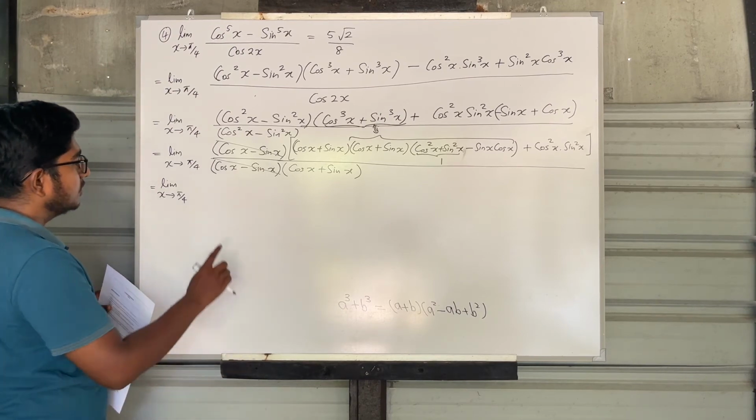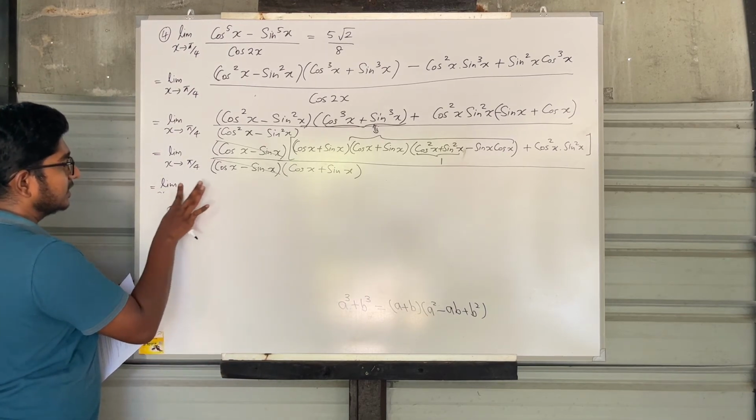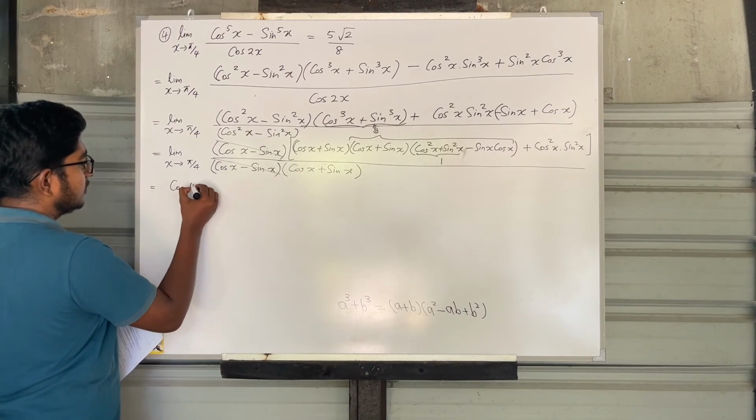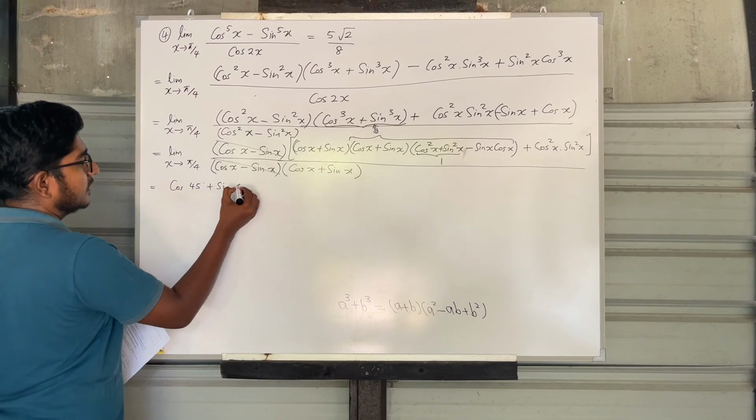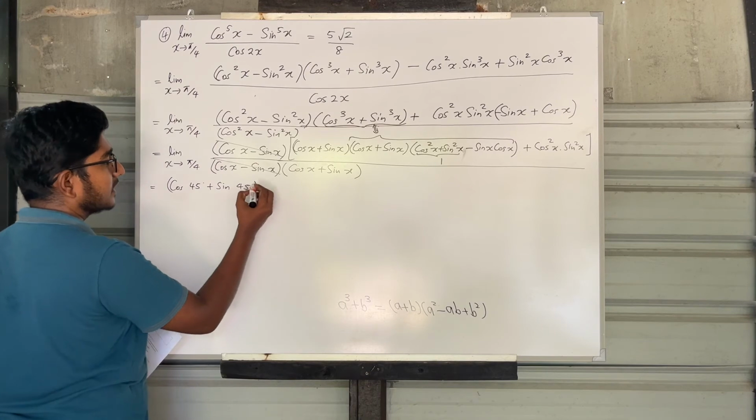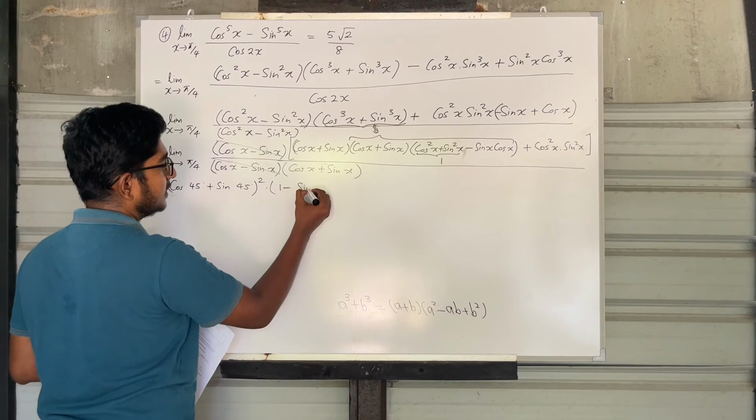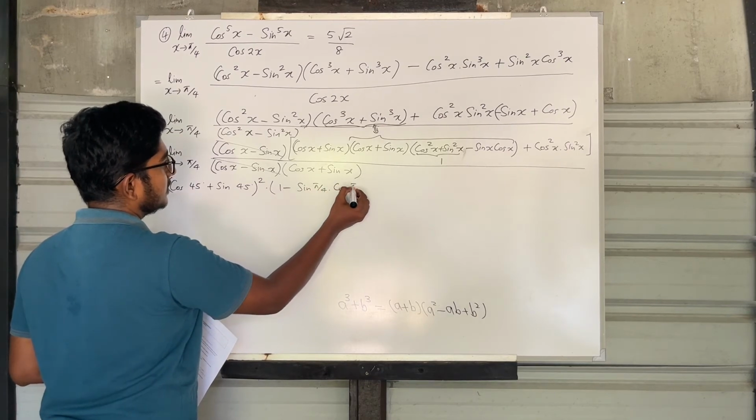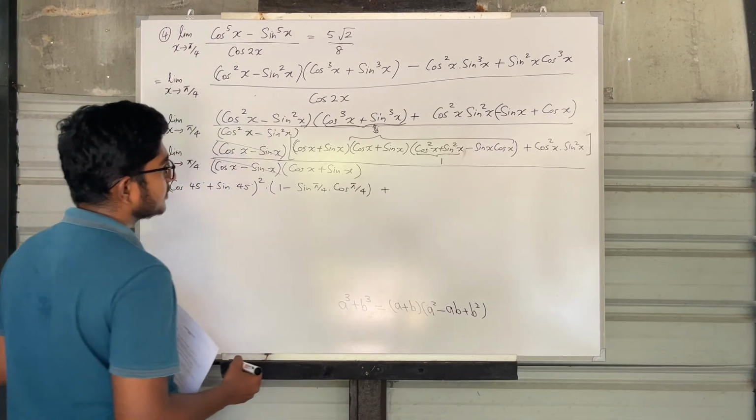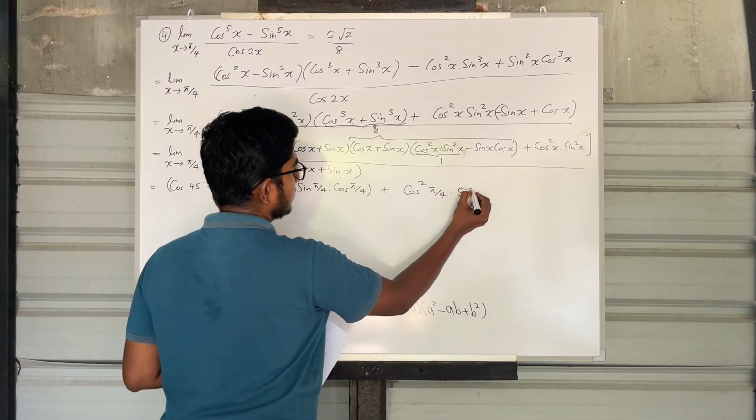Now we can substitute x equal to π by 4 here. So let's substitute that. Substitute: cos x is cos 45 plus sin 45. That is one bracket. Here we have another, similar bracket, so I can square it. The other bracket is 1 minus sin x cos x. For x I substituted 45. The other side we have cos squared x, which is cos squared 45 into sin squared 45.